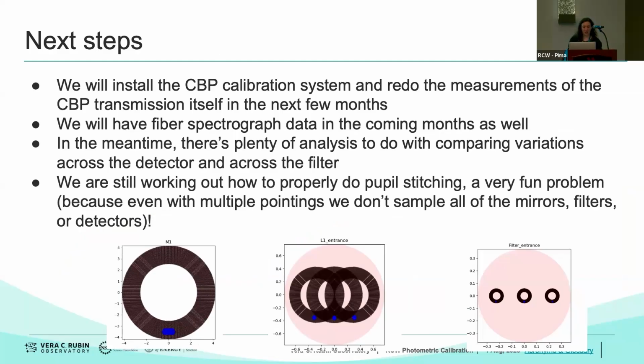And I think the next fun problem is going to be figuring out how we're going to do pupil stitching, how we're going to take all of these co-pointings with all of these different filters and make it into one uniform filter passband. So that's all. Thank you.